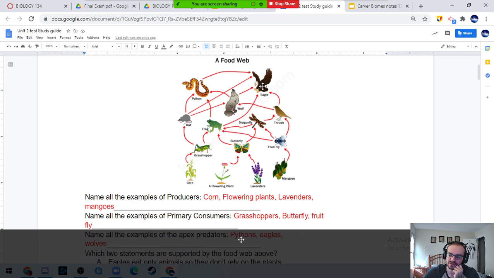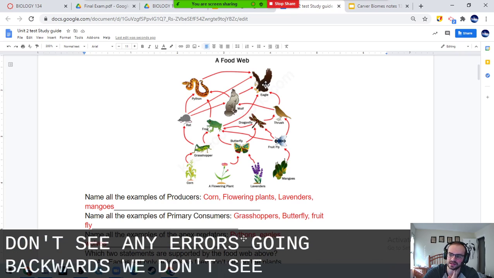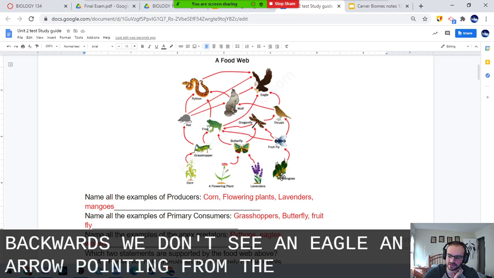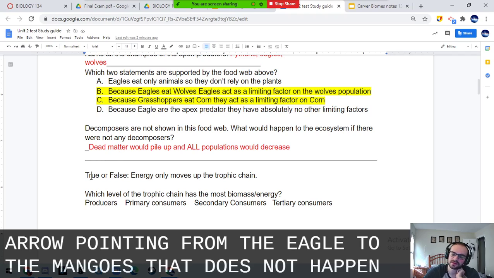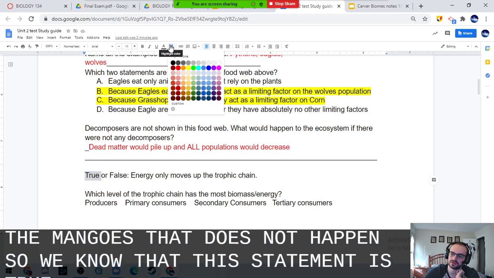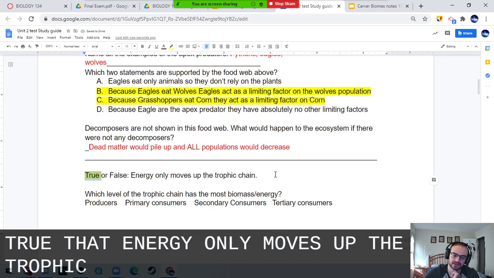Right? We don't see on this food web any arrows going backwards. We don't see an arrow pointing from the eagle to the mangoes. That does not happen. So we know that this statement is true. That energy only moves up the trophic chain.